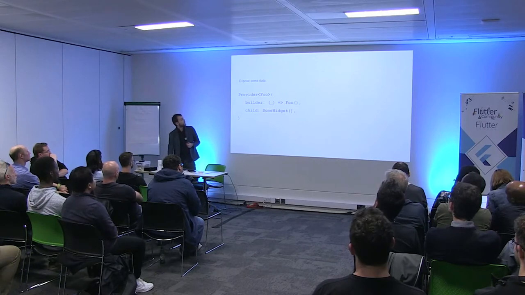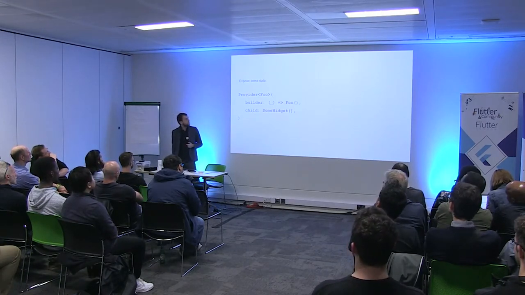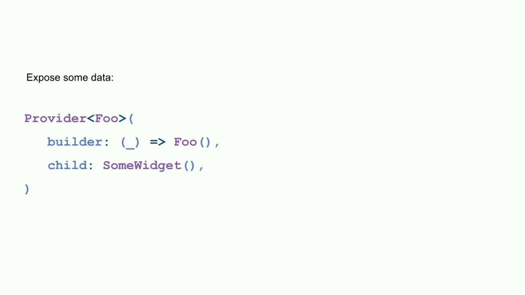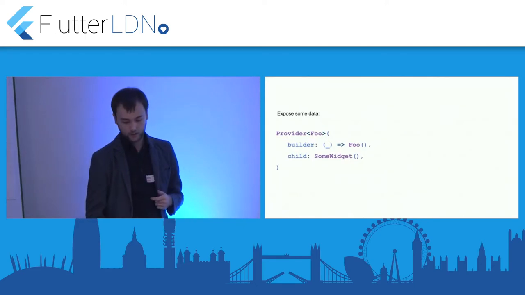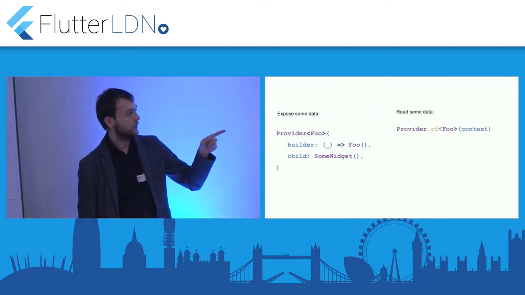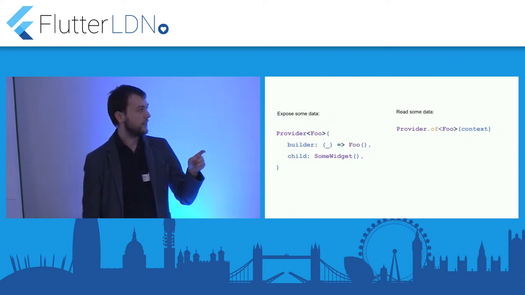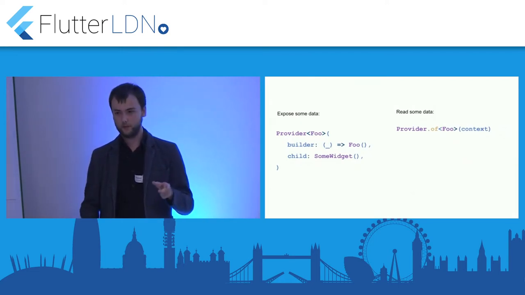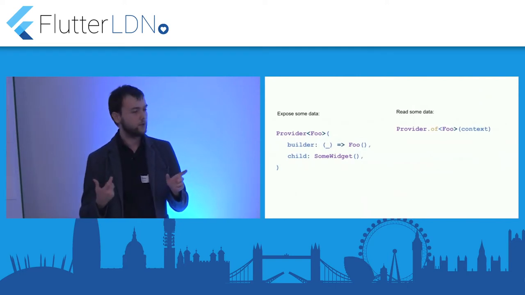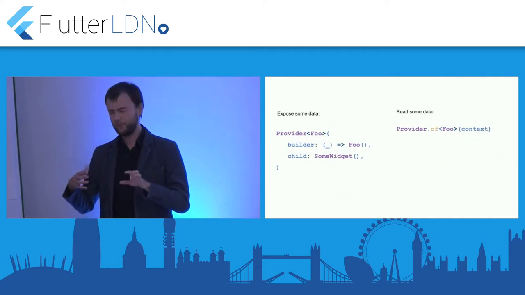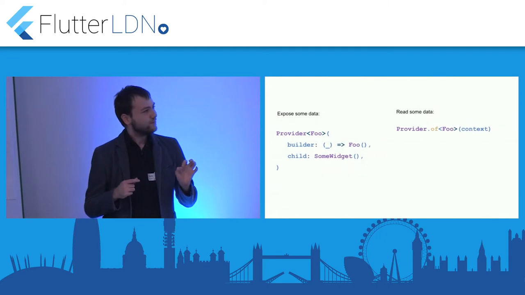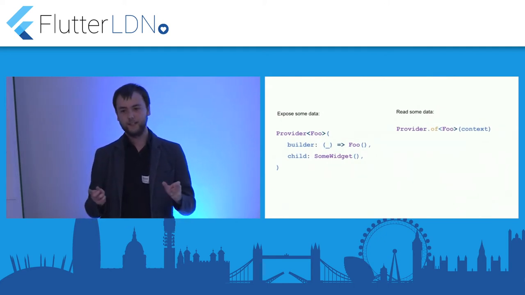So let's get a bit more technical. Like I said before, to expose a value, it's pretty straightforward. You create a provider widget. You specify the type of the value which you want to provide. And you then give it a child, where this child can access the data that was provided using a static method, Provider.of. And that Provider.of takes the type that we specified earlier and the context that was passed to the build method. It's the build context used by the widget that needs to access the data.